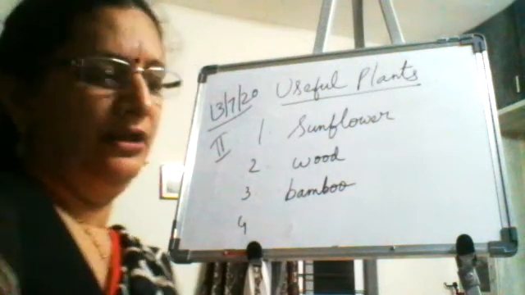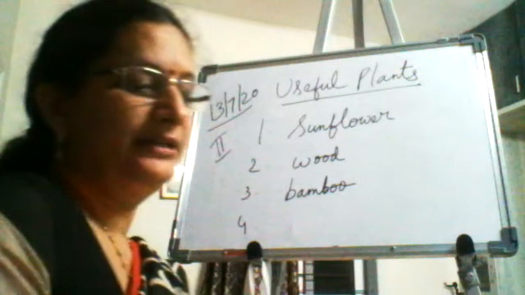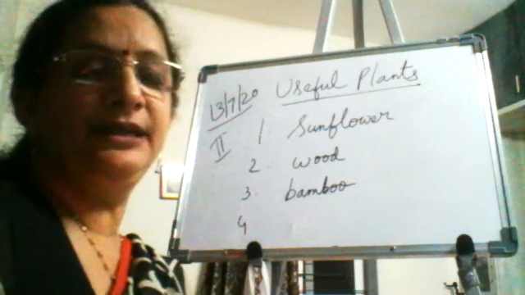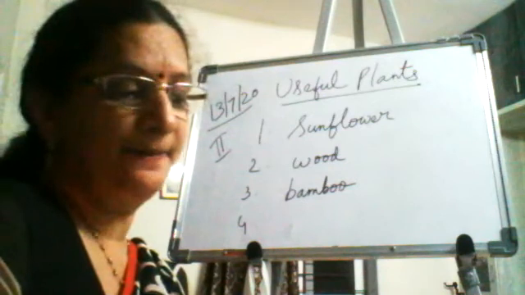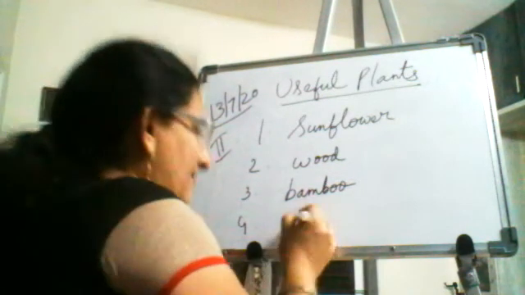Very good. Question number 4. Acacia tree gives us dash. I give you a clue. We stick our papers and things with that. What is that? G-U-M, gum. Very good.